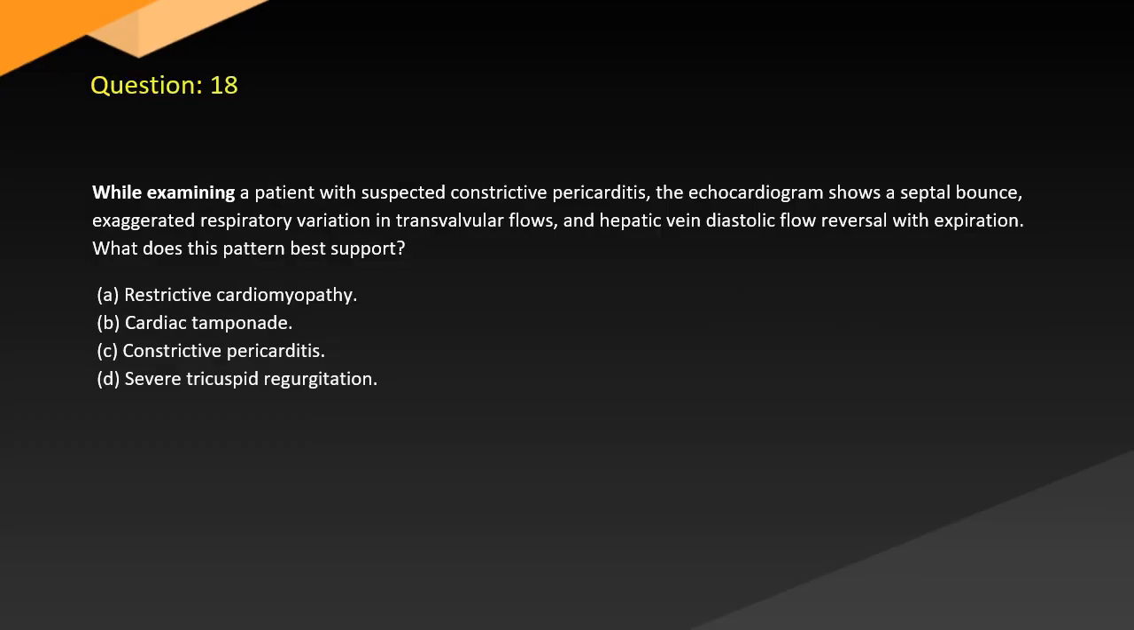Question 18. While examining a patient with suspected constrictive pericarditis, the echocardiogram shows a septal bounce, exaggerated respiratory variation in transvalvular flows, and hepatic vein diastolic flow reversal with expiration. What does this pattern best support? A. Restrictive cardiomyopathy. B. Cardiac tamponade. C. Constrictive pericarditis. D. Severe tricuspid regurgitation.